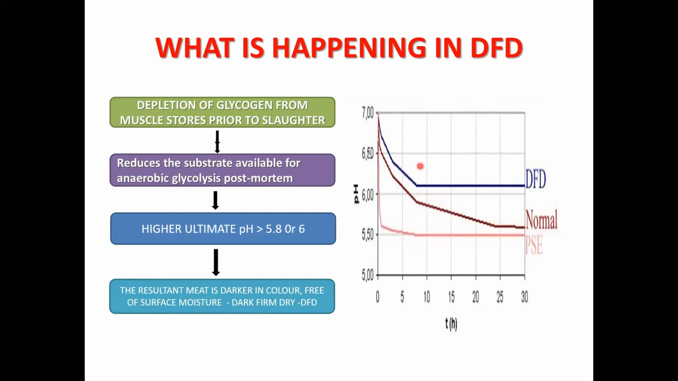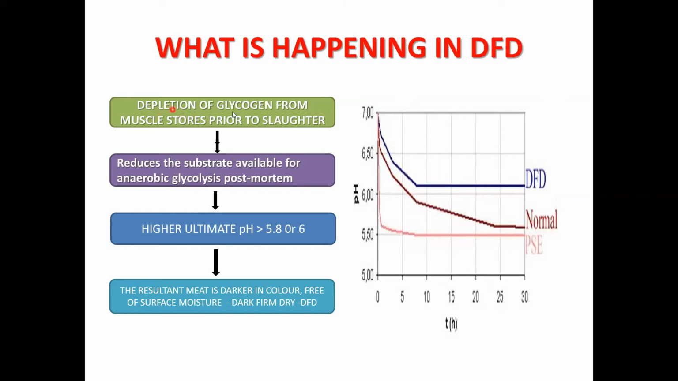So what is happening in the DFT? I told you that when you put the animal under long duration of stress, naturally the glycogen resource will be less. Since the glycogen resource is less, the ultimate pH formed will be higher, more than 6.3, in the range of 6 to 6.5 or 6.6. Why is the glycogen resource less? Because when you put the animal under long duration of stress before slaughter, naturally the accumulation of lactic acid will be less. So let's see step by step what is happening here.